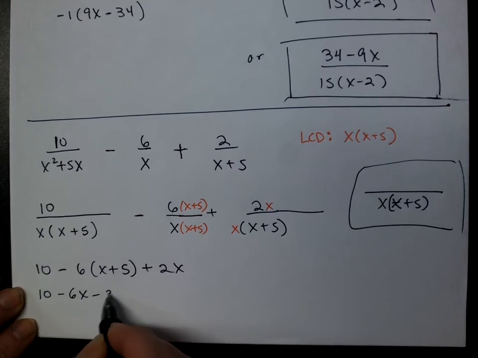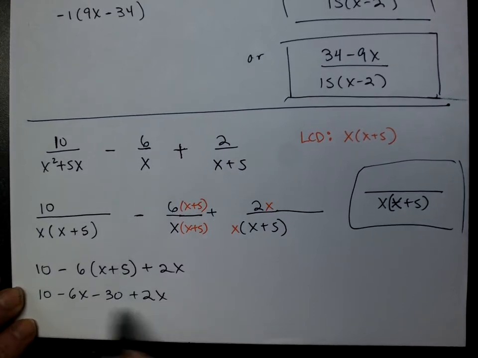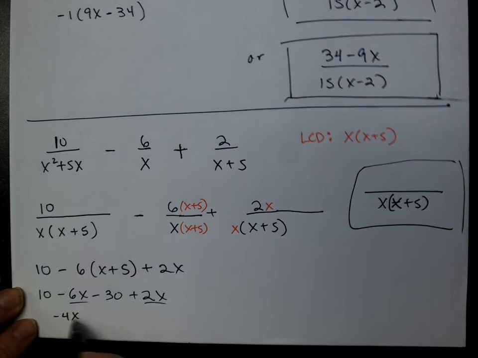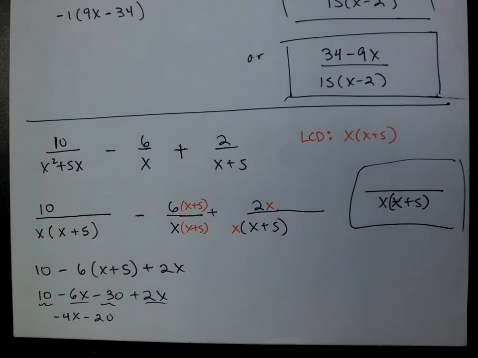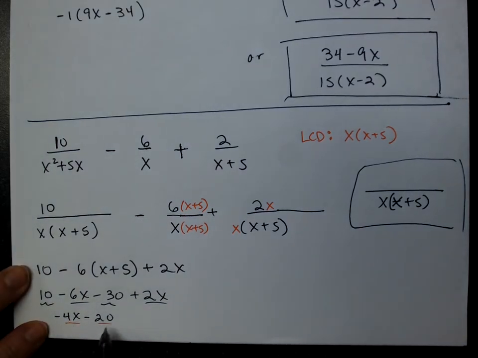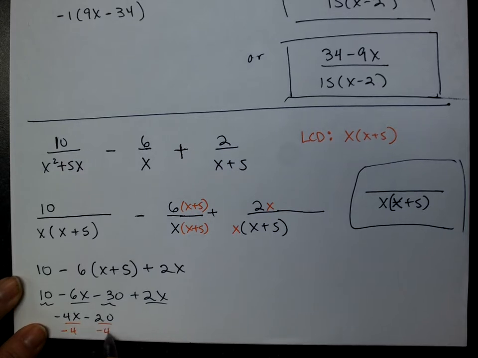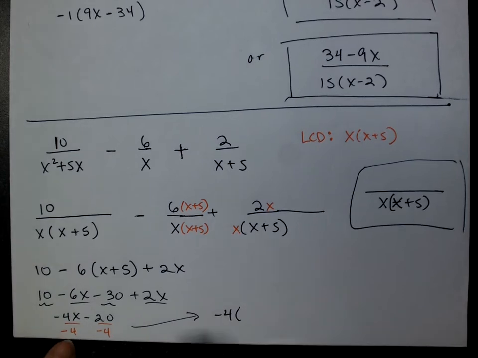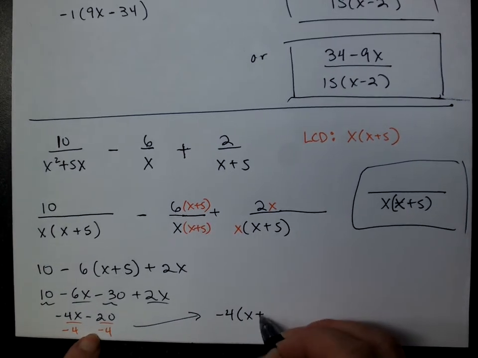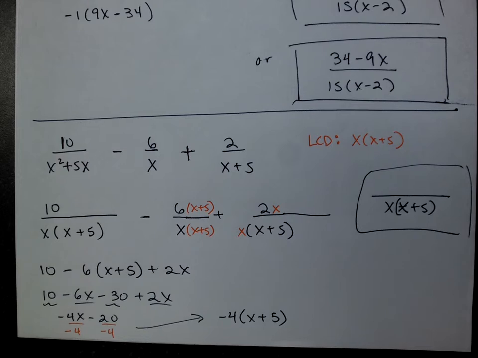Minus 6x minus 30 plus 2x. Let's see, I've got negative 4x and then minus 20. So kill the parentheses, clean it up. Oh, and I definitely have a GCF here. What should I pull out? 4. Or, yeah, if you got a leading negative, go ahead and pull out the negative GCF. So that becomes negative 4 pulled out, leaving behind positive x plus 5.